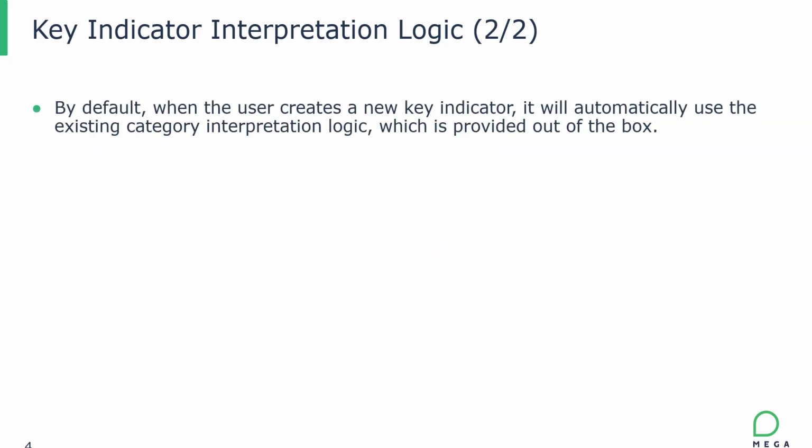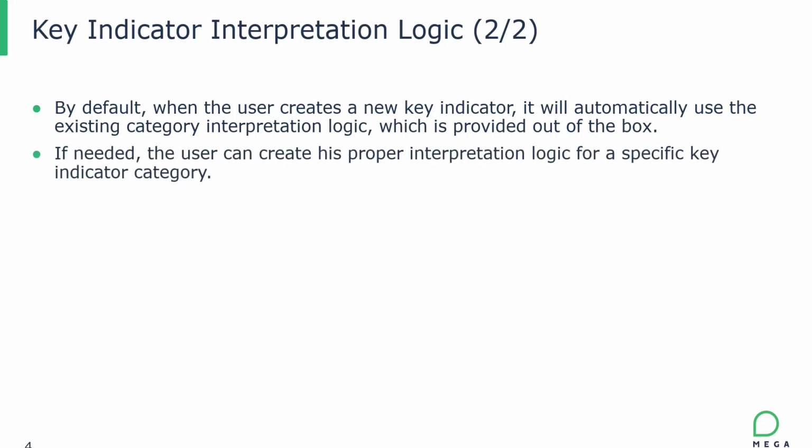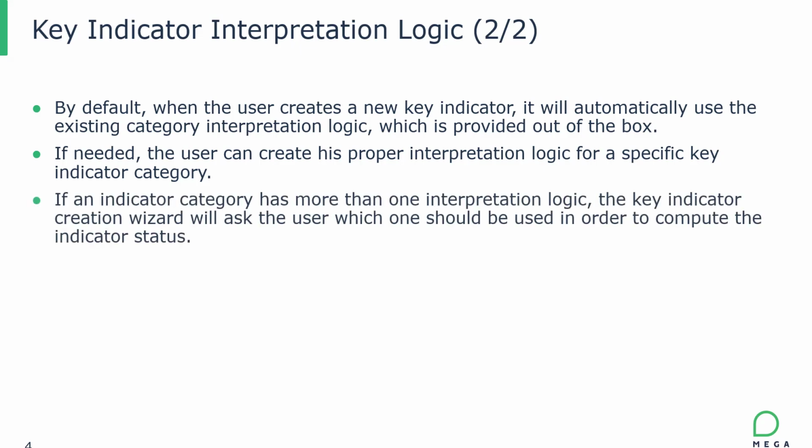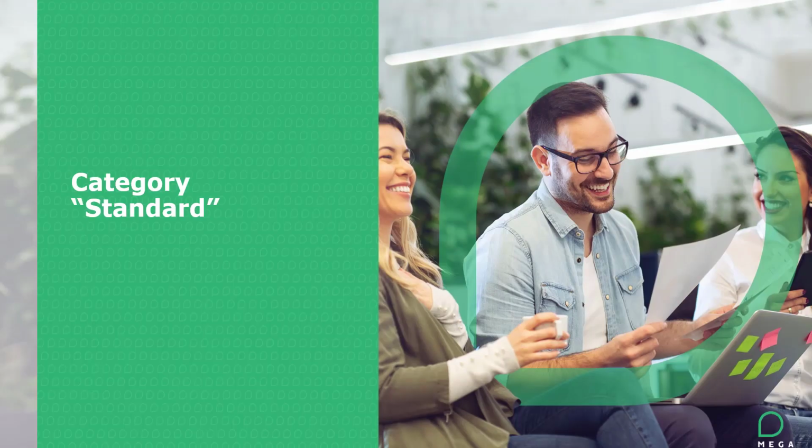So by default, when the user creates a new key indicator, this will automatically use the existing category interpretation logic, which is provided out of the box. For every category, HOPEX provides one single interpretation logic. If needed, however, the user can create his proper interpretation logic for a specific category. So if an indicator category has more than one interpretation logic available, the key indicator creation wizard will ask the user which one should be used in order to compute the indicator status.